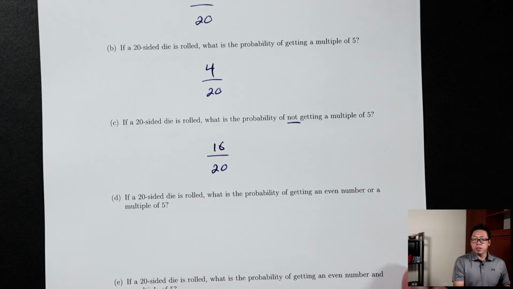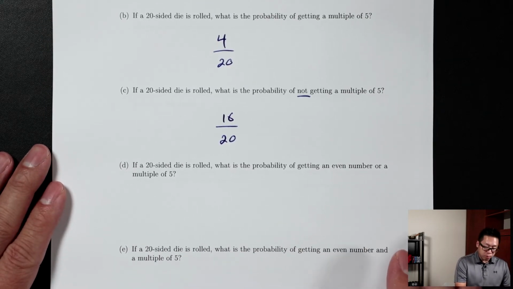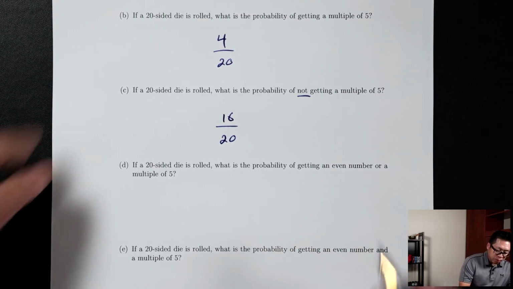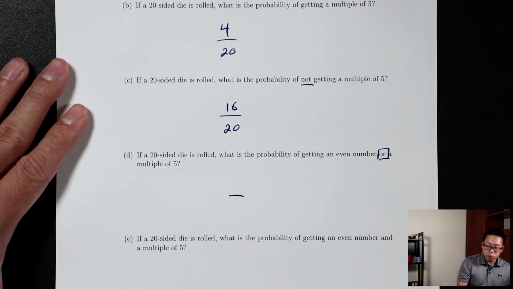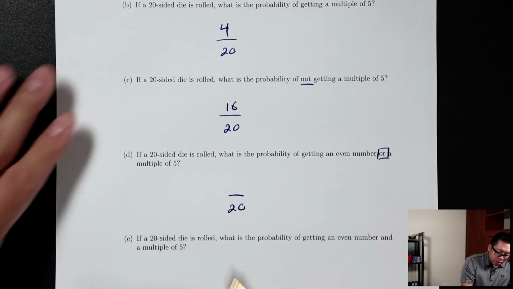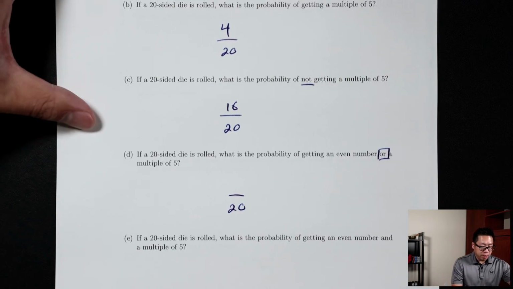Part D, if a 20-sided die is rolled, what's the probability of getting an even number or a multiple of 5? The bottom will still be 20. Or means I want to take all the even numbers and then combine them with all of the multiples of 5. But remember to not count things twice.